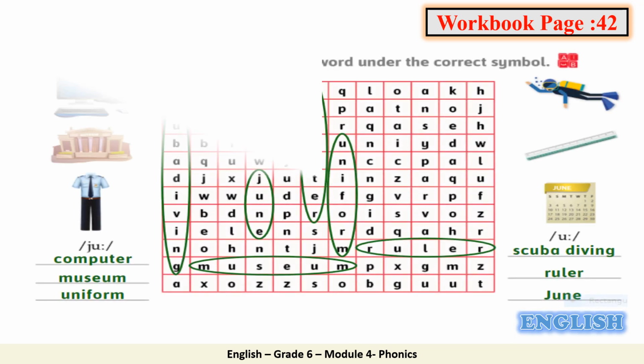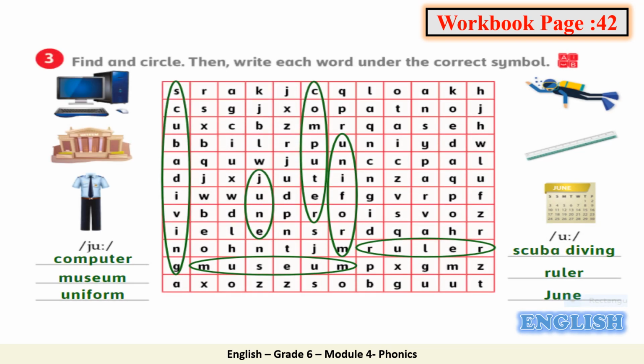And we're back one more time. Let's check our answers. On the left side, we have the words computer, museum, and uniform under the U sound. And on the right side, we have scuba diving, ruler, and June under the oo sound. Great job, everyone. You did great throughout this lesson. Very good.